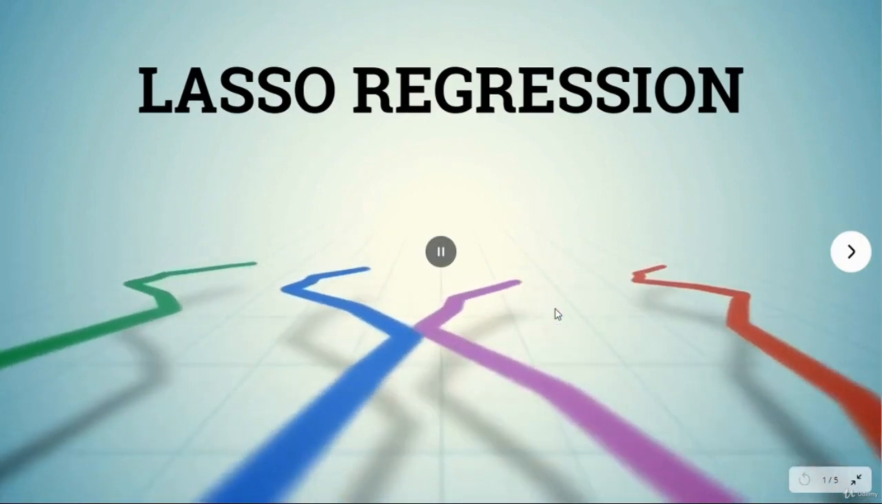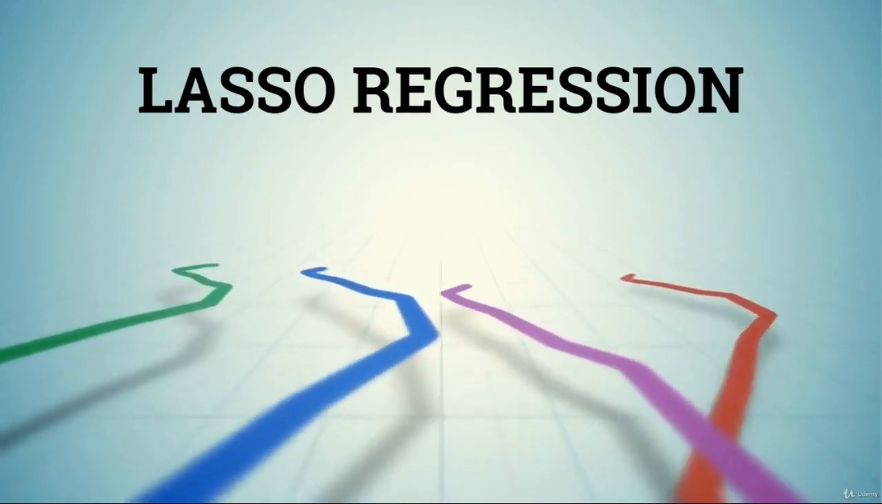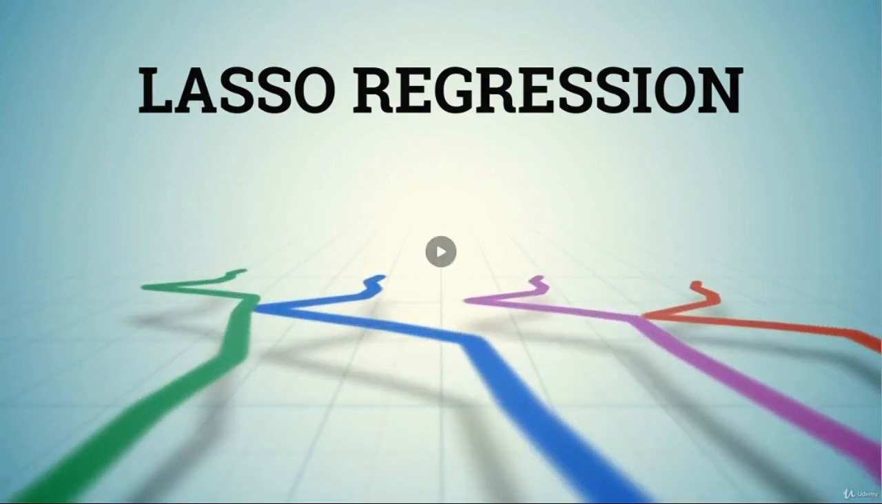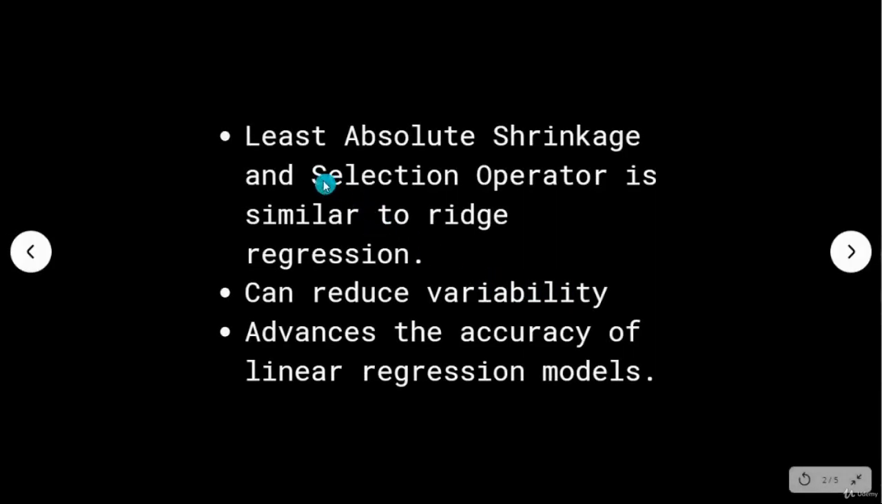The third regression model that we are going to discuss now is lasso regression. Least absolute shrinkage and selection operator is similar to ridge regression in terms of working, which changes the size of regression coefficients. It can also reduce the variability and advances the accuracy of linear regression models.